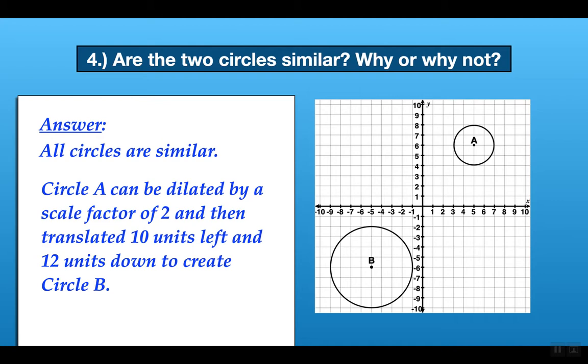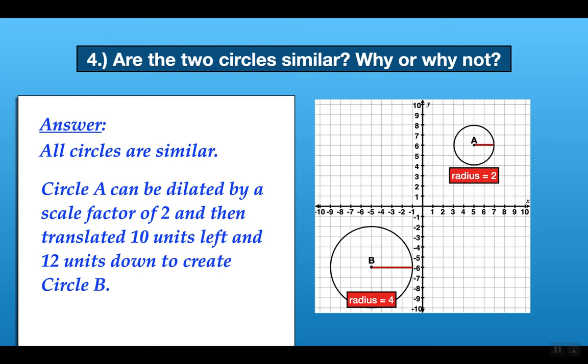Now, if that sounds complicated to you, let's look at the picture and I'll show you what that means. Circle A has a radius of 2 units. You could draw either a horizontal line, a line to the right, a line to the left, or a line up and down, vertical lines, to find a radius. Whichever way you do it, the radius is 2 in that circle. And when we go to circle B and do the same thing, you'll see that the radius is 4. That's how I know that the scale factor is 2, because if you multiply the radius of circle A by 2, you'll get the radius of circle B. So that tells us that it's being dilated by a scale factor of 2.